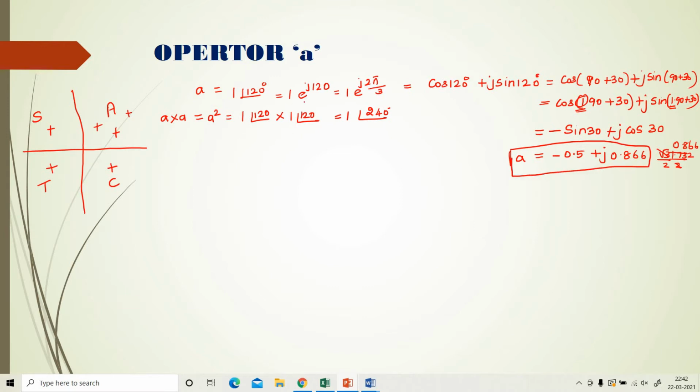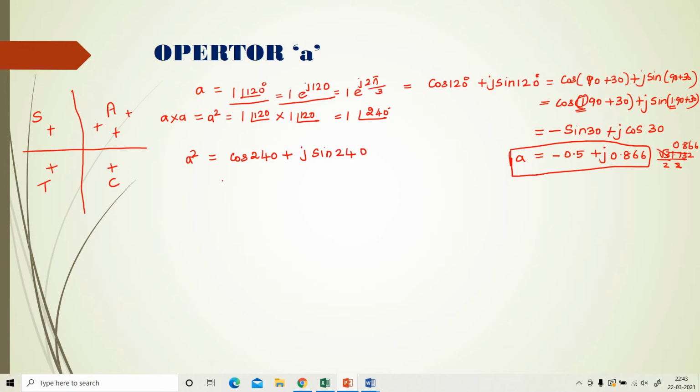So this is the equation for rectangular form of operator A. So this is the polar form of operator A. This is the rectangular form of operator A. Next, in the similar manner, I am going to find out A square. A square is cos 240 plus j sin 240.